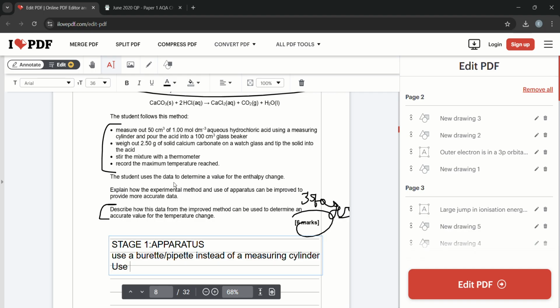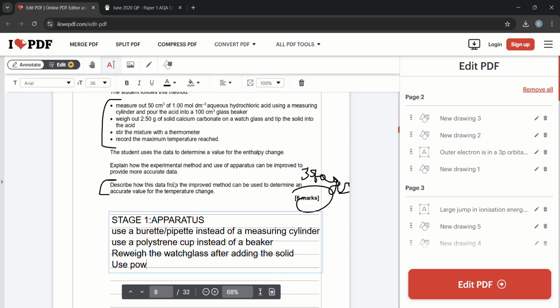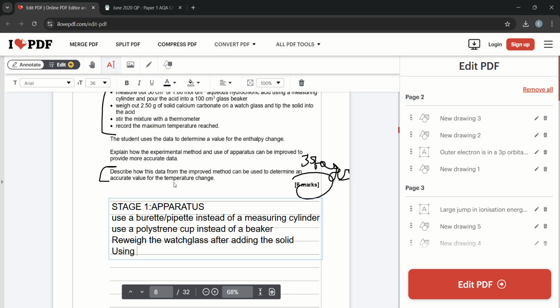We also, like I said before, use a polystyrene cup instead of a beaker. Or you could say insulate the beaker, but using a polystyrene cup instead of a beaker is probably preferred. You can also reweigh the watch glass after adding the solid, so we get a general idea of the value. Reweighing the watch glass after adding solid, and also using powdered solid.